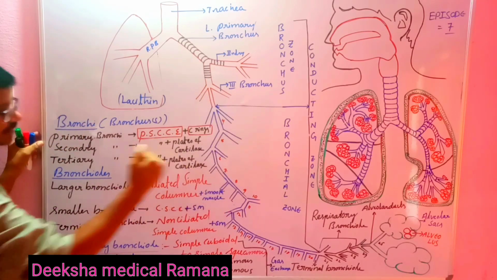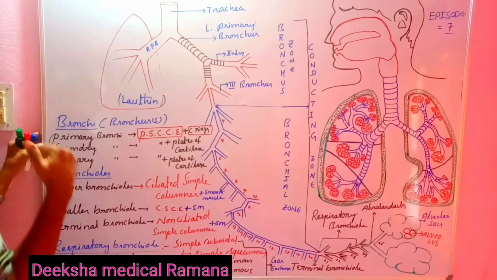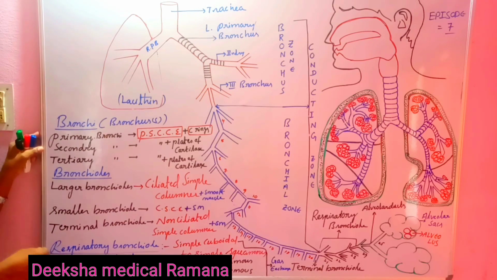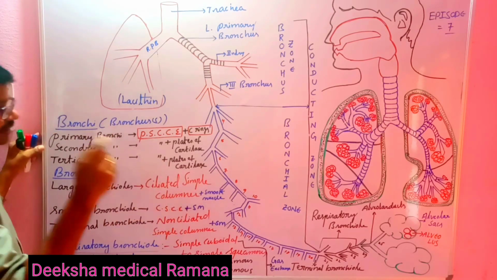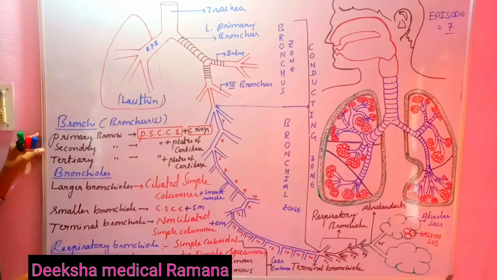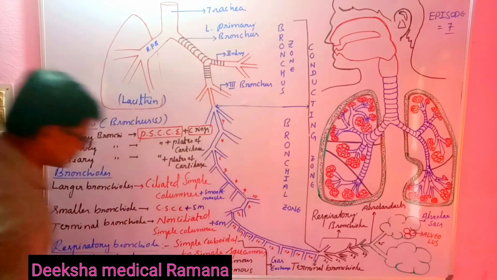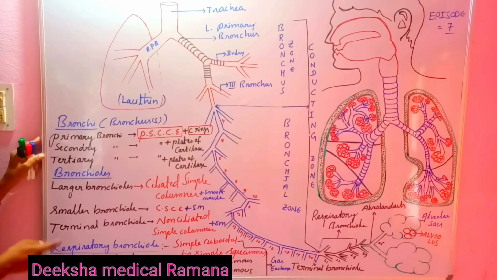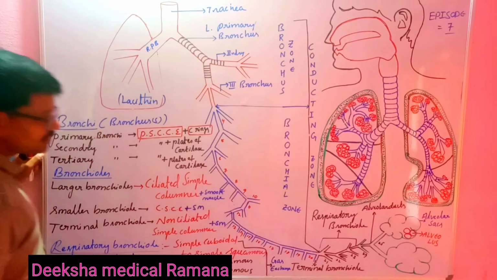Bronchioles are divided into different types. One is the primary bronchioles, which are larger bronchioles. Next, secondary and tertiary bronchioles are smaller bronchioles. And the last one is terminal bronchioles. Again, the respiratory zone or exchange zone starts with the respiratory bronchiole. Respiratory bronchiole, alveolar duct and alveoli, all three are involved in the exchange of gases.